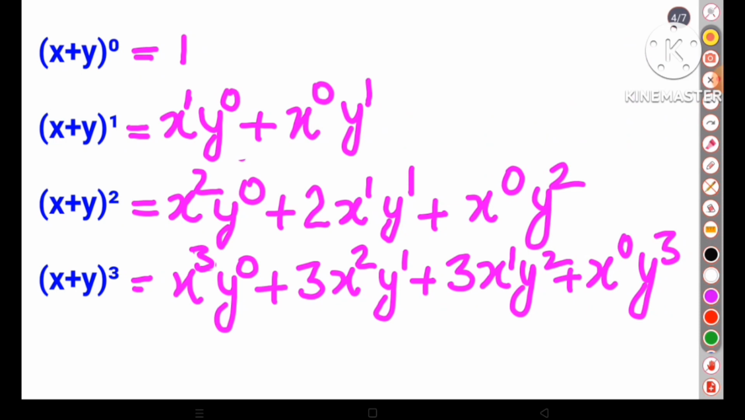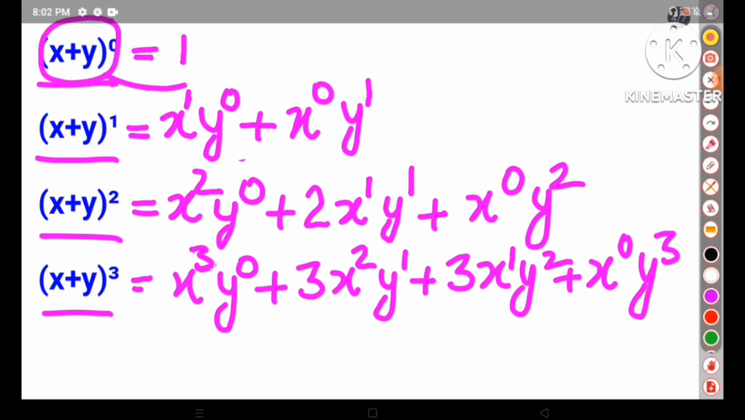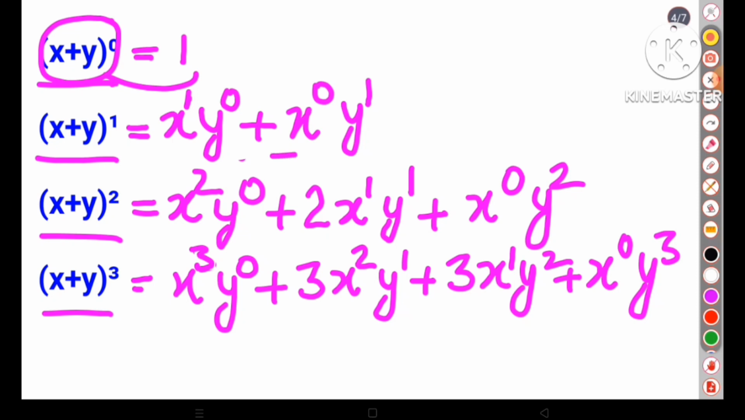अब हम देखते हैं कि how to derive the binomial theorem. For this, we have to observe all these expressions written here. The first expression is (x plus y) raised to the power 0. We all know that any number having power 0 is equal to 1. And the second expression is (x plus y) raised to the power 1. In this case, we can write it as x raised to the power 1, y raised to the power 0, plus x raised to the power 0 into y raised to the power 1. Similarly, we can expand these expressions also.